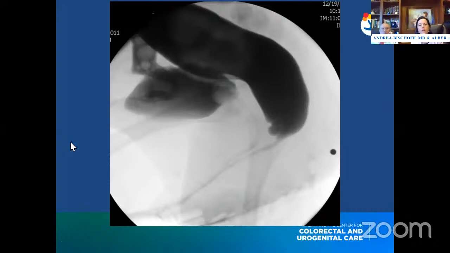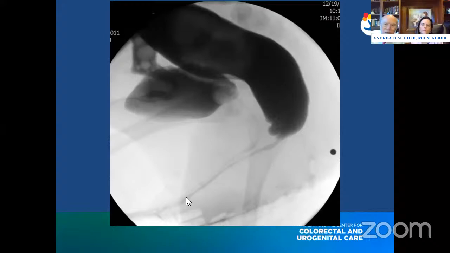What about this one? Rectoperineal, no fistula, bulbar, prostatic, or bladder neck. Let's see the answer. This one, we have some people saying perineal, some people saying bulbar. This is not prostatic, not bladder neck. Here's the bladder. And you can see the urethra here. Do you want to comment on this one, Dr. Peña?